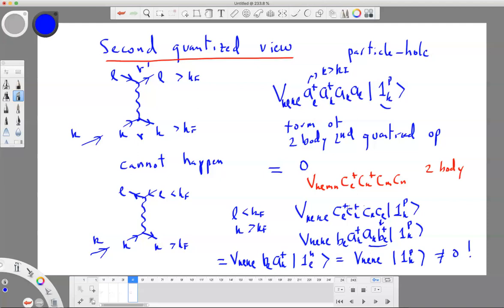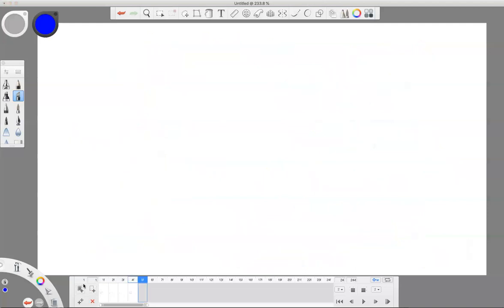There will be a few problems in the second problem set related to how to interpret these diagrams in terms of second quantized form. Okay. So let us now make some diagrams and see some examples. We're going to see the momentum balance, and when we see the momentum balance, we're going to analyze whether they're going to be zero or not.